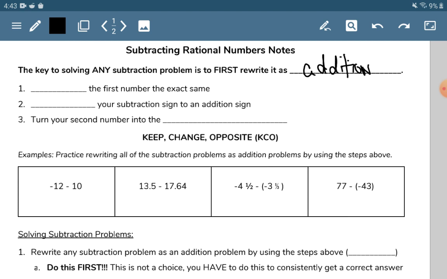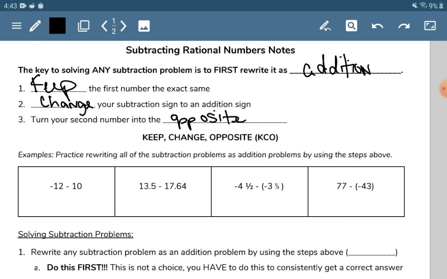We practiced solving addition problems with negatives earlier this week. We are already pretty familiar with it, so the best thing we're going to do is to rewrite our subtraction problems as addition, and here's how we do it. We are first going to keep our first number the exact same. We're not going to change anything about it, including the sign. The next thing we are going to do is change our subtraction sign to an addition sign. And the third and final step is we are going to turn our second number into the opposite.